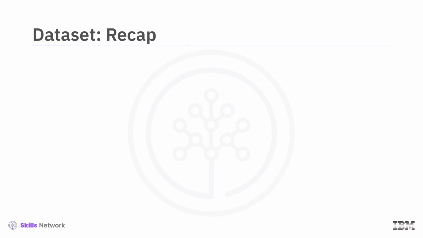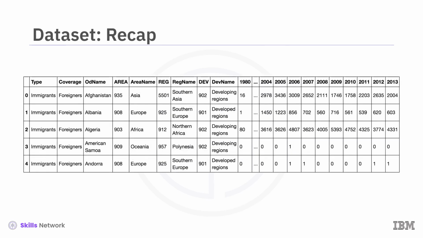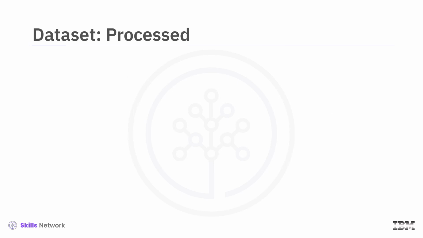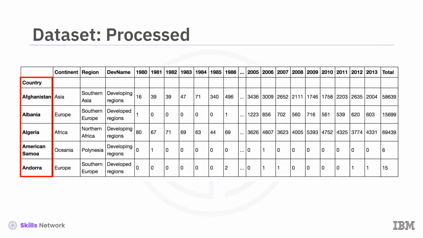Before we go over the code on how to generate an area plot, let's do a quick recap of our dataset. Recall that each row represents a country and contains metadata about the country, such as its geographic location and its development status. Each row also contains numerical data of annual immigration from that country to Canada from 1980 to 2013. Now let's process the data frame so that the country name becomes the index of each row. This should make retrieving rows pertaining to specific countries a lot easier.